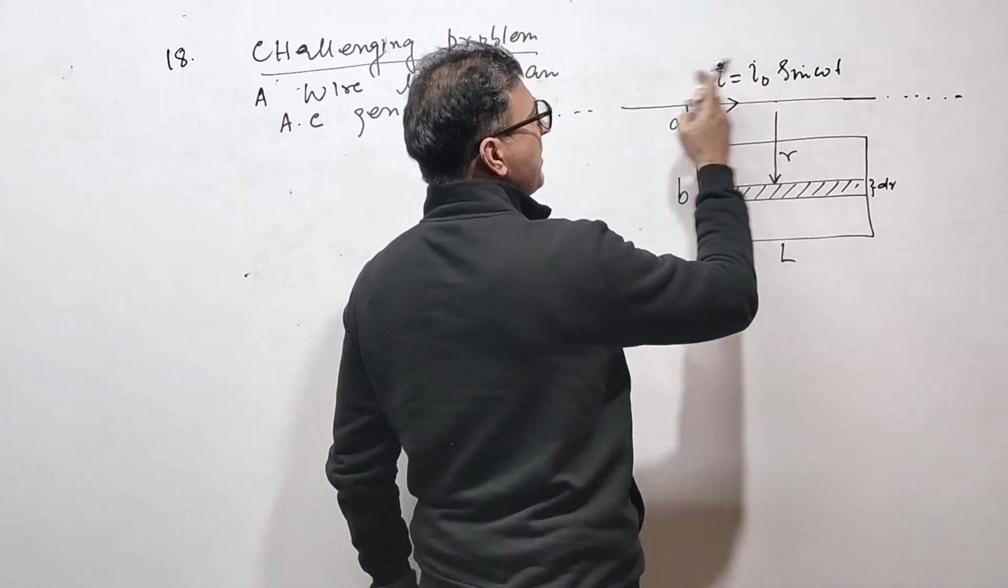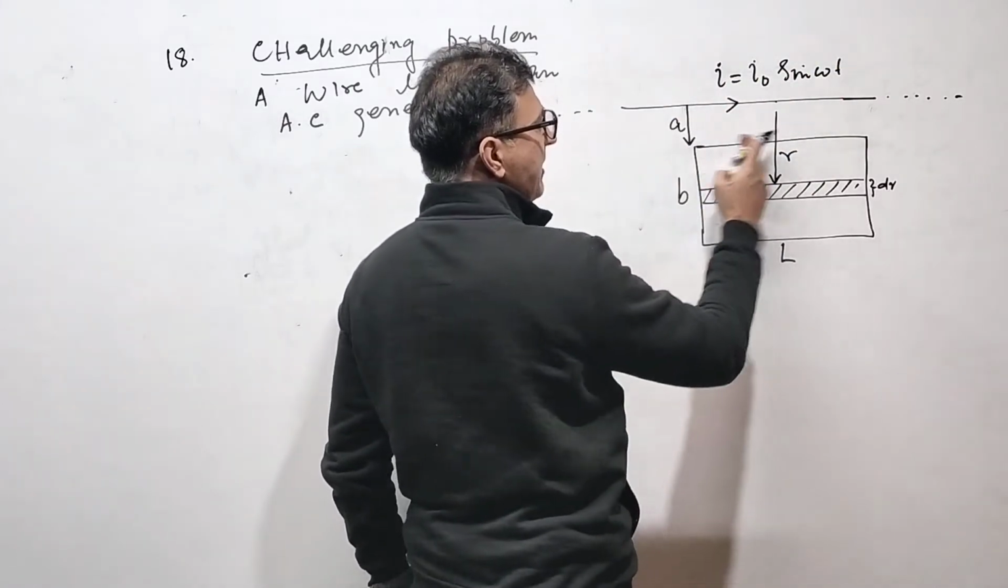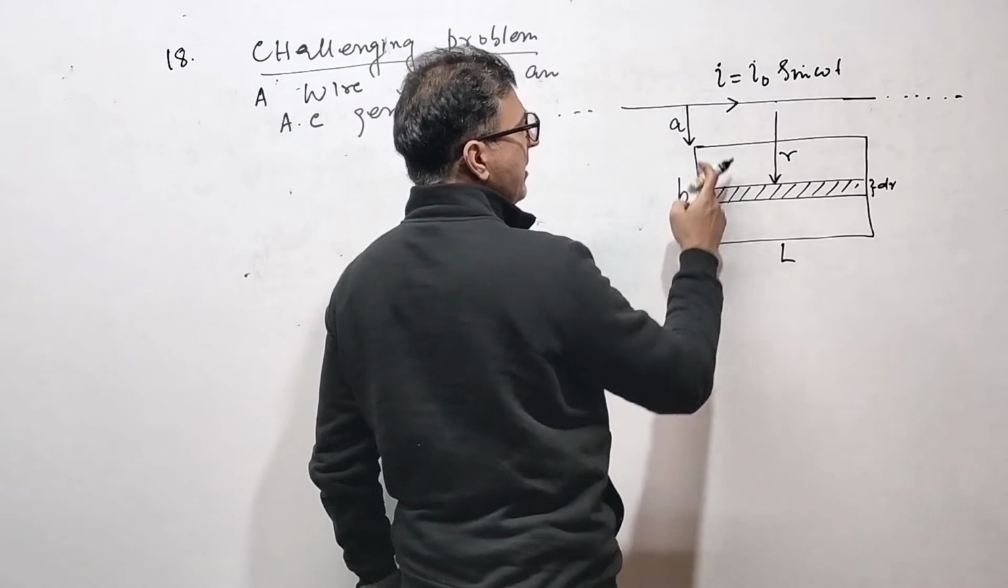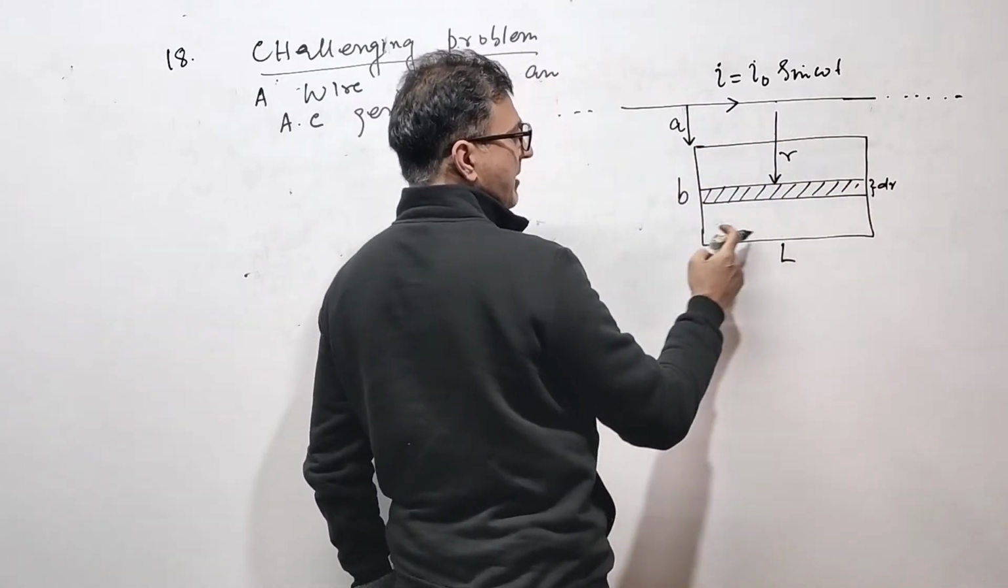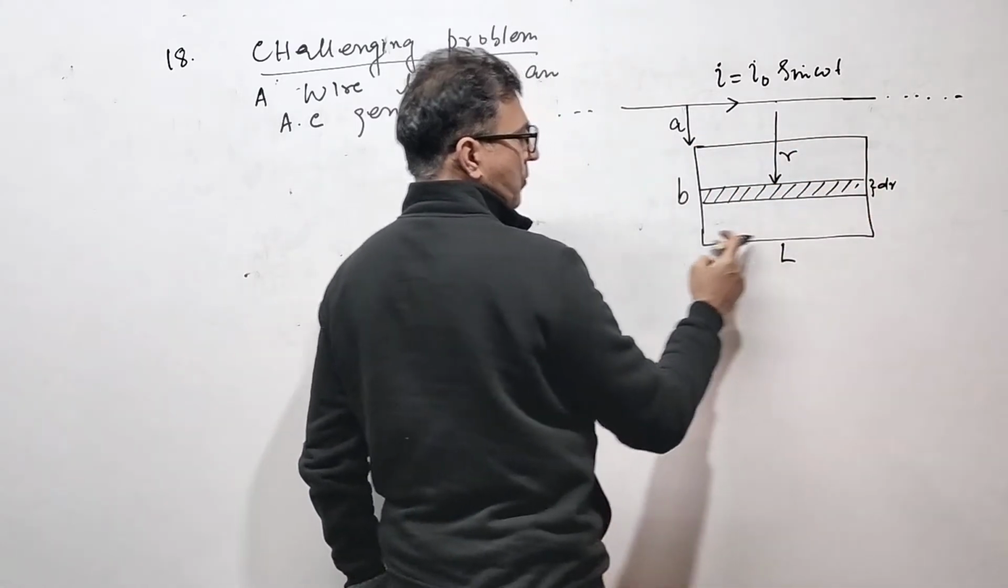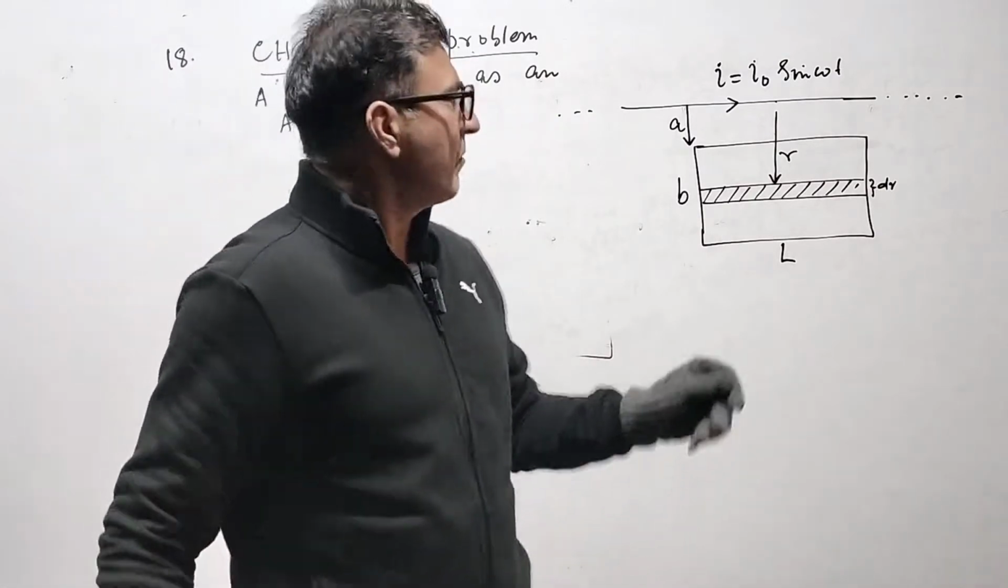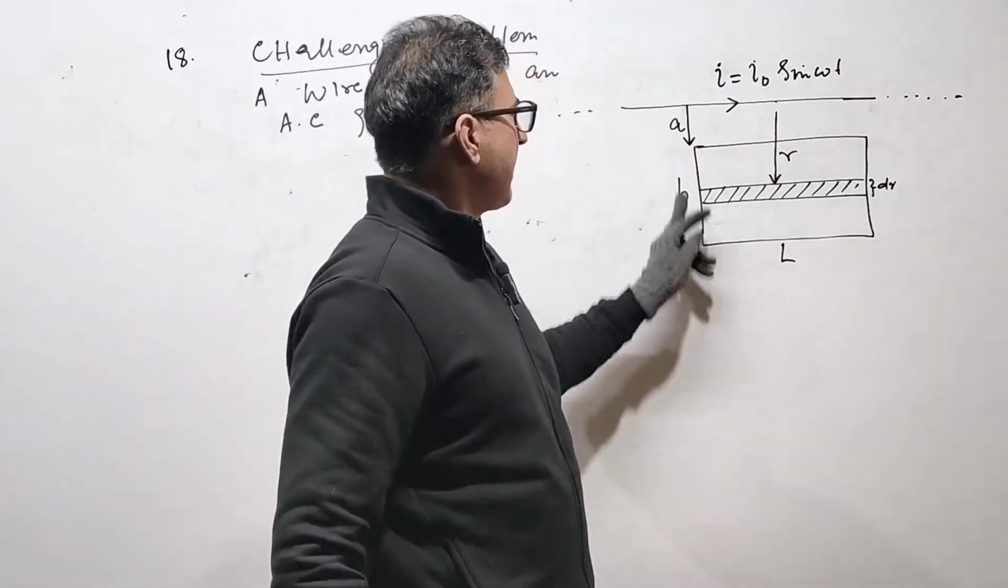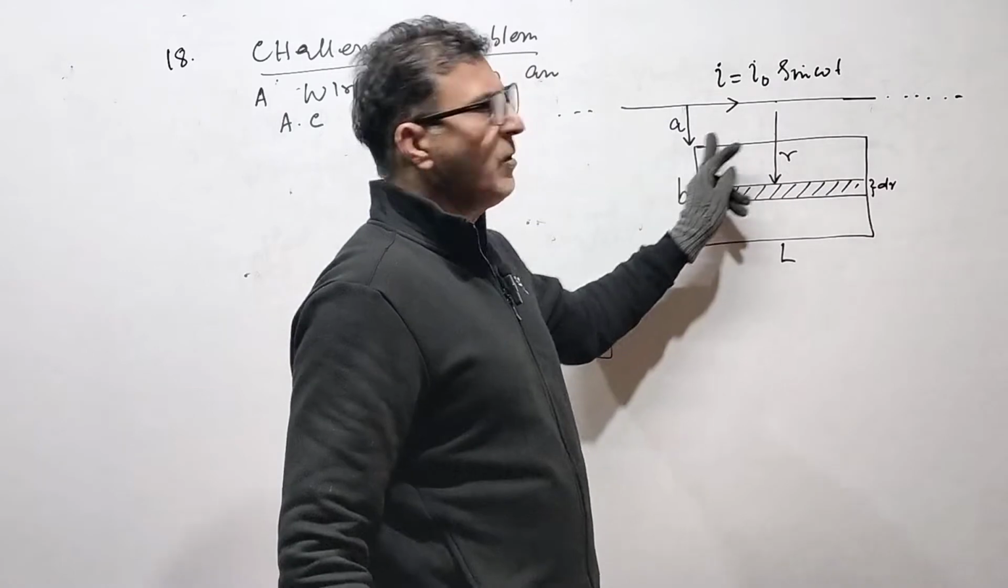This wire carries AC current, but in the vicinity there is a current loop, a rectangular wire loop, a conducting wire loop. It does not carry any current, no, not at all, but it is a loop.